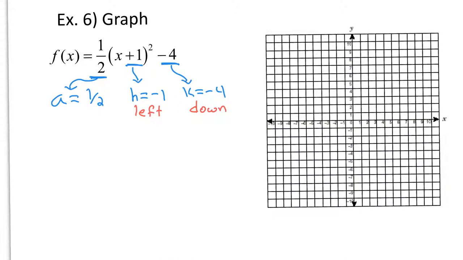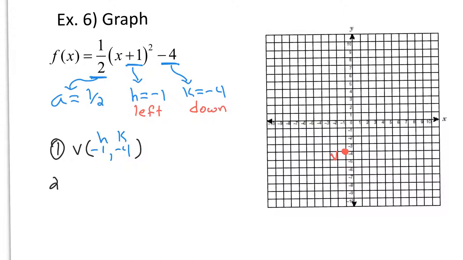So let's follow the steps. Step number 1, we need the vertex. So my vertex is h and k. So h is negative 1 and k is negative 4. So at negative 1, negative 4, negative 1, 1, 2, 3, 4 is right here. So that is my vertex.